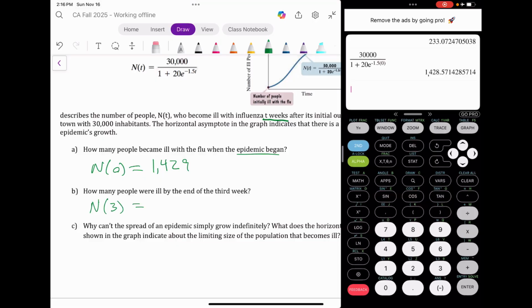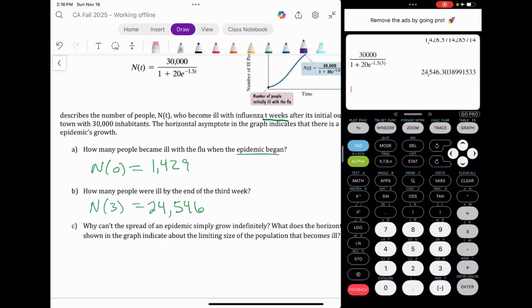So part B says how many people were ill by the end of the 3rd week. So we want to find N of 3. So we just plug that back into the calculator. And it is much more than the first answer. So the virus has spread exponentially for sure after 3 weeks. So that many people have been affected.